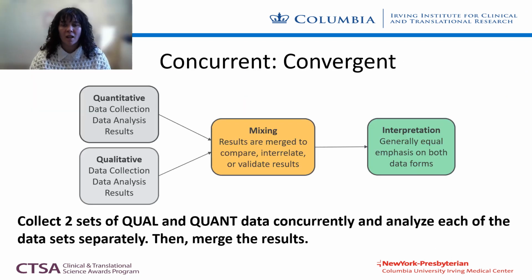The convergent design is a type of concurrent design, which places equal priority on the qualitative and quantitative methods by simultaneously collecting parallel qualitative and quantitative data, and later comparing or combining them during interpretation only.